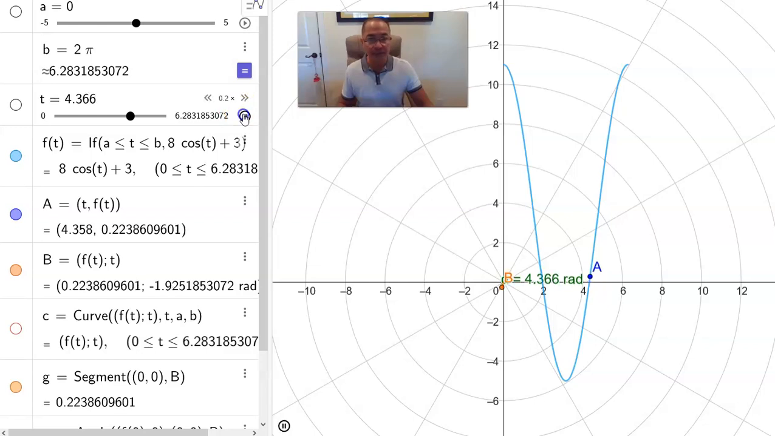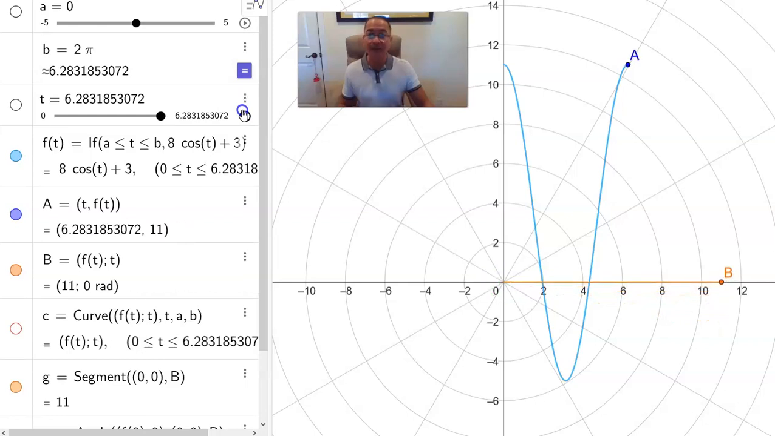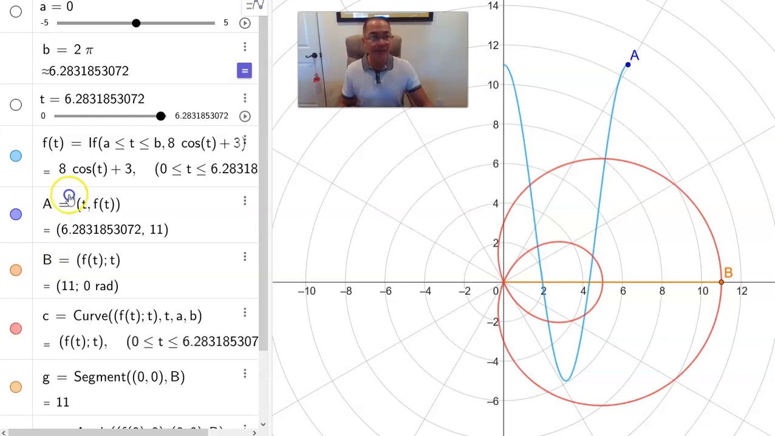Keep playing, and boom, there we go. We are heading on our way back to our starting point at 11, 0 in Cartesian coordinates. And there we go. Of course we can see the entire curve, and let's play that again. See how it traces out. Follow the A and the B.